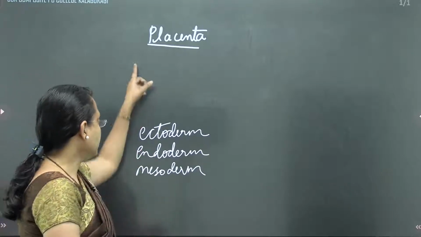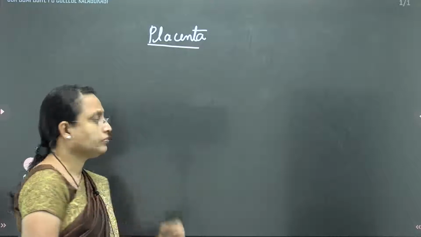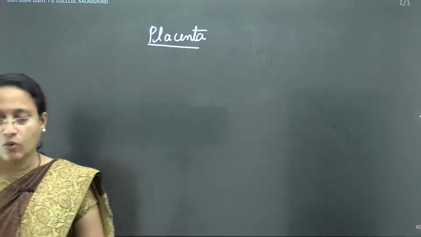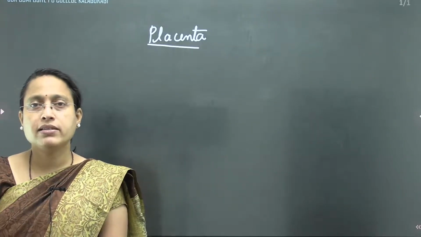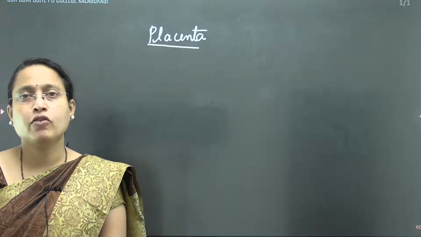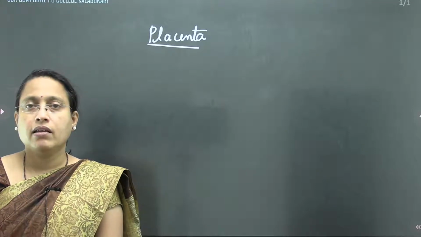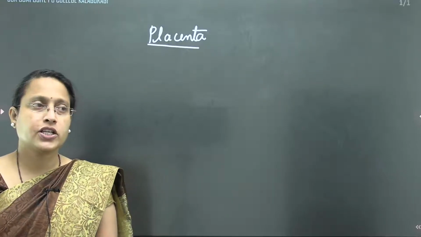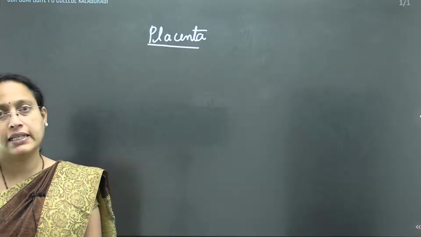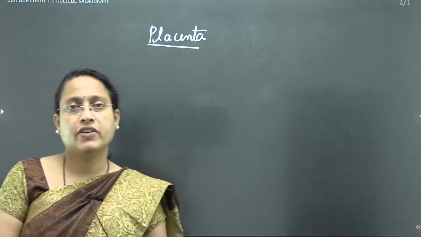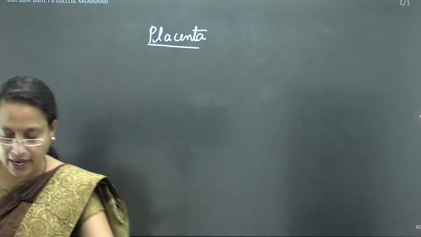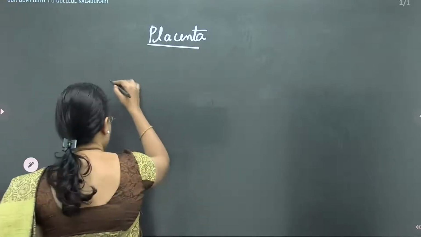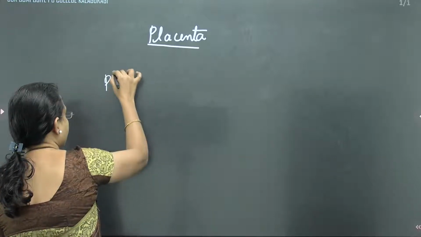Now I'll continue with placenta. Now what is a placenta? Placenta is a structure that is temporarily formed during the pregnancy. Placenta is a physical and physiological connection between mother and fetus. That is the definition of placenta: physical and physiological connection between the fetus and mother.